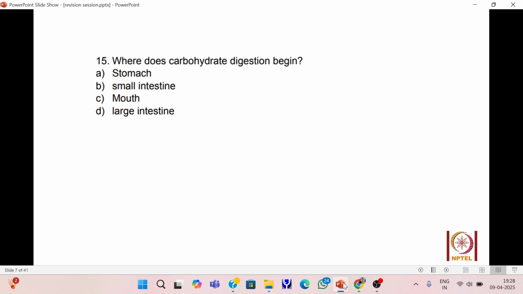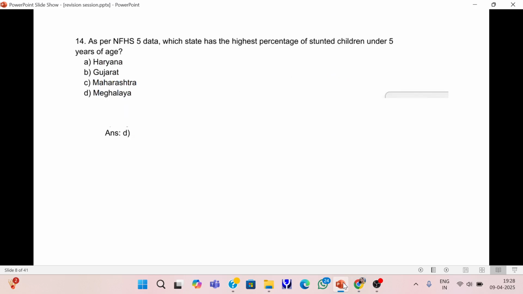Okay, let's see what is the correct answer to this question. It is C, mouth. Where does carbohydrate digestion begin? It begins in the mouth. Moving on to the next question. As per NFHS-5 data, which state has the highest percentage of stunted children under 5 years of age? Haryana, Gujarat, Maharashtra, Meghalaya.